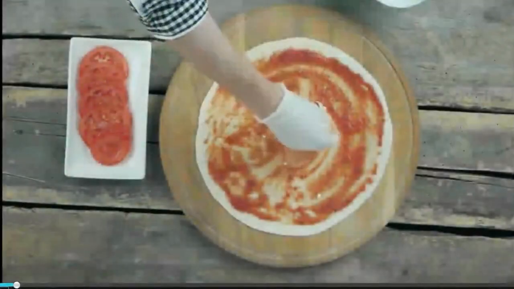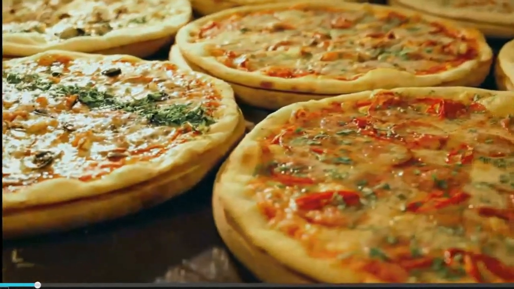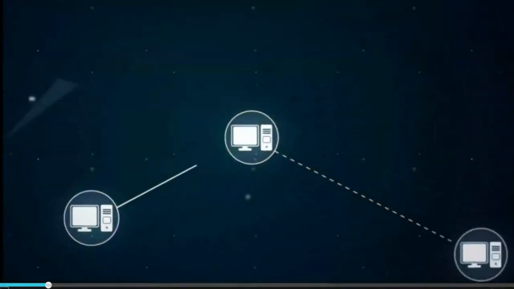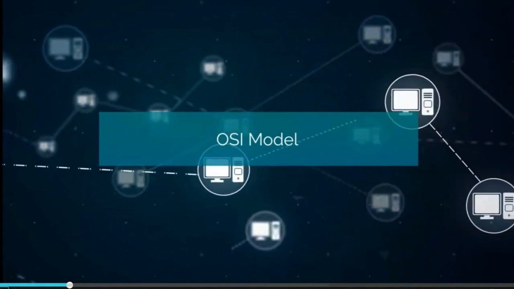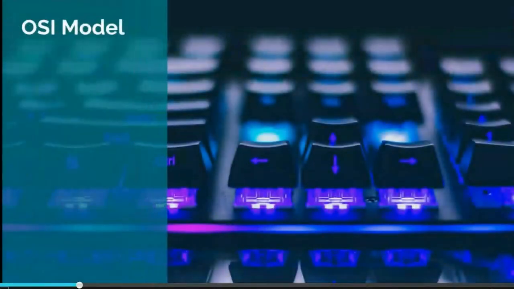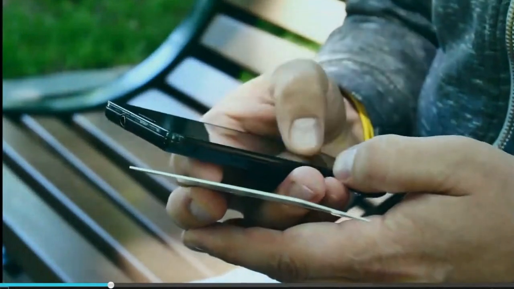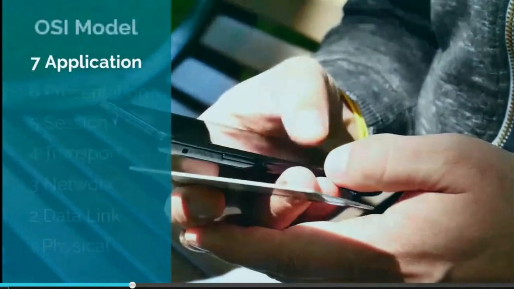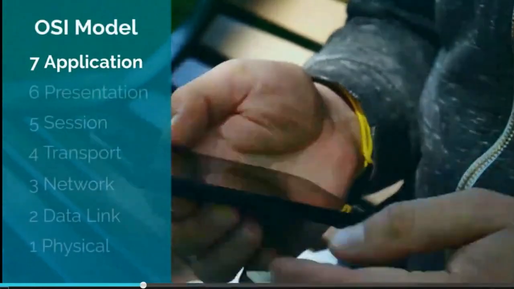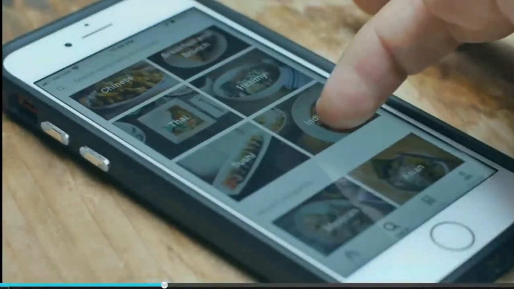Let's talk about layers. For pizza, it's the crust, the sauce, the toppings, layered together in a perfect package. IT professionals use layers when referring to the Open Systems Interconnection, or OSI model. This model visualizes a networking system in 7 layers. Think of the layers like the steps you take when ordering a pizza. In this case, pizza equals data. Layer 7 is application. This is where a customer picks up the phone to place an order. In OSI, it's what the user sees and interacts with.